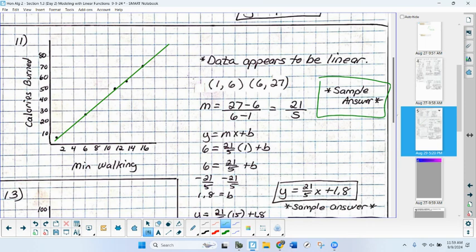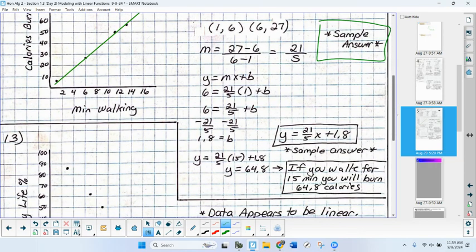Okay, I used the points (1, 6) and (6, 27). Found the slope, found the y-intercept, and got y equals 21 over 5x plus 1.5. Is yours something similar to that? Then I plugged in 15. I got close to 64.8. Are you close to 64.8 with your equation? Okay, it won't be exact because you probably did not use the exact same 2 points that I did.